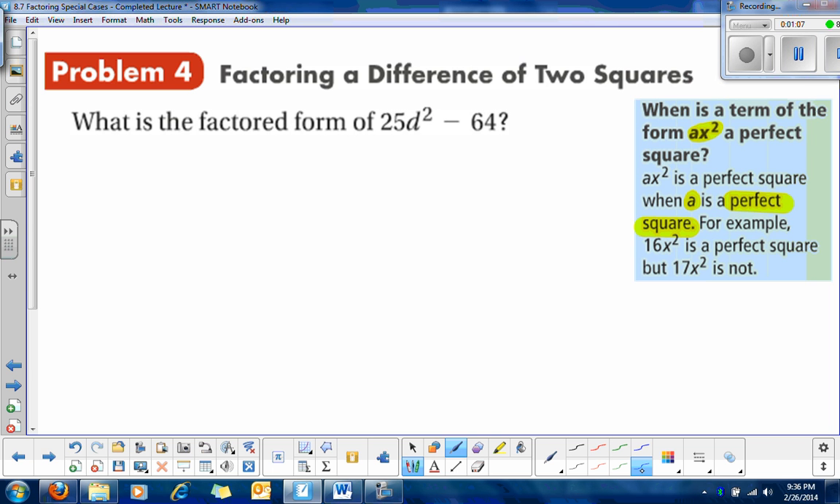Here we have 25d squared. Now, when we're looking for our a term, we have 25d squared, and of course we want to find the square root of that. So that's going to be 5d. So my a is 5d. My b is equal to 64, and of course we're going to find the square root of that, and the square root of 64 is 8.